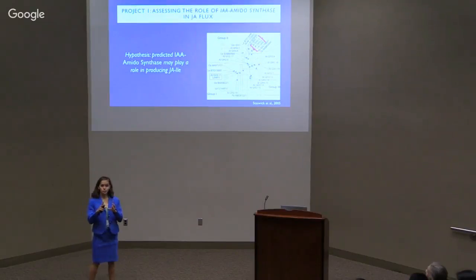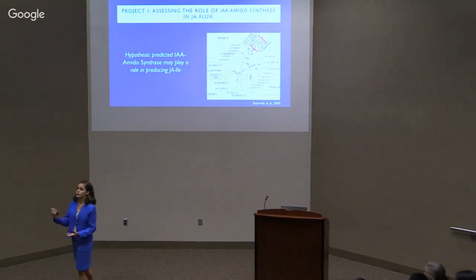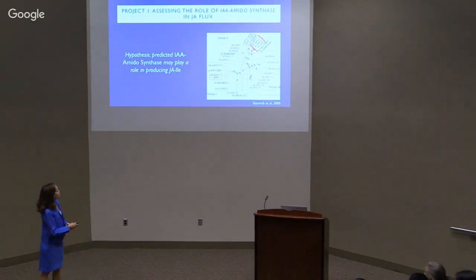Okay, so I'll go into my first project, the methods and procedures, and then the results, and then I'll go into my second project. Like I said, this is the phylogenetic tree that shows the IAA amino synthases right here, and how they're related to the JAR enzyme. So we're trying to figure out if IAA amino synthase is basically a JAR enzyme.